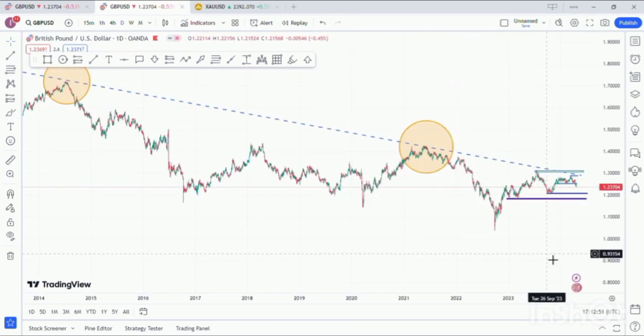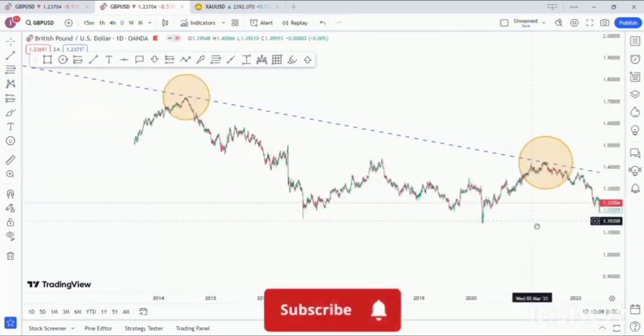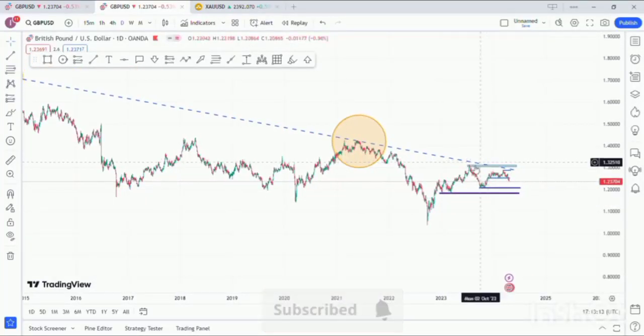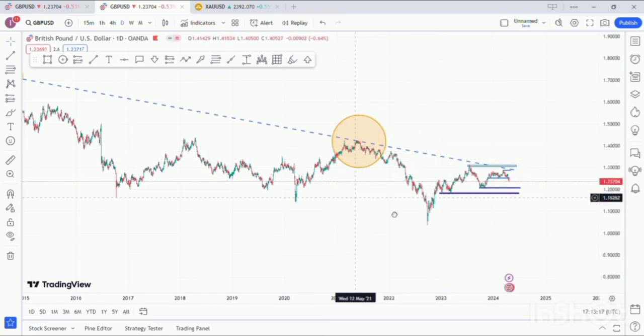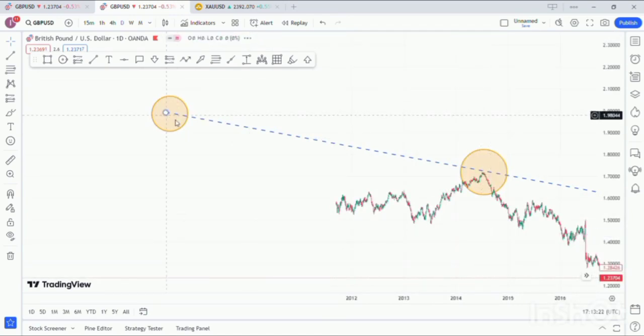Okay guys, this is GBPUSD on a daily time frame. From the charts, guys, you can see that GBPUSD has been bearish for a while and it has respected this particular trend line here. I'm just going to move through so you can see what I'm talking about. It has respected this trend line right here. It has respected it once, it has respected it twice, and this is the third one.